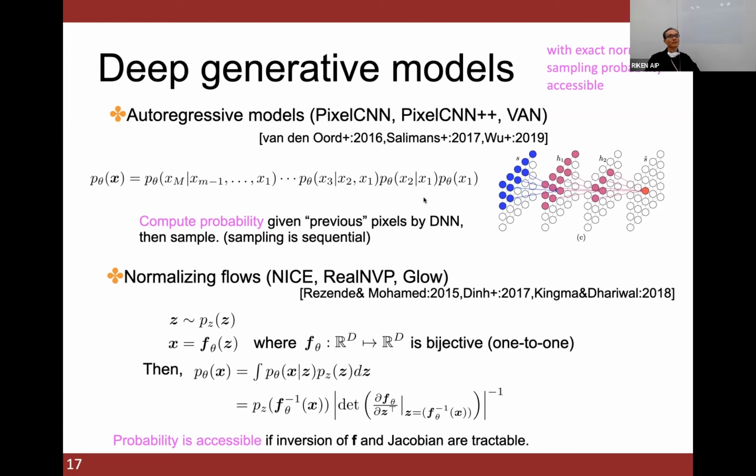And once we sample X1, we can compute the second probability, the probability of the second pixel, and we can draw a sample for the second pixel. And we continue to do this, and in the end, we get the sample of the whole X. But at the same time, we already computed each factor of the probability. So we simply multiply them, and then we get the sampling probability. So in this way, autoregressive models provide the exact normalized sampling probability.